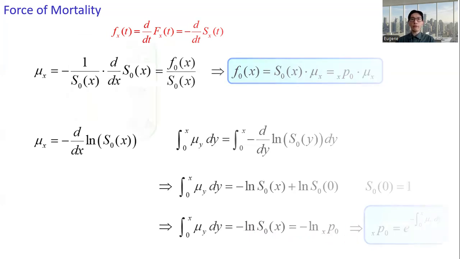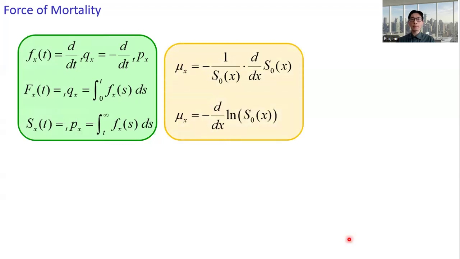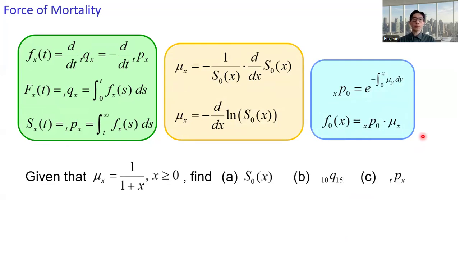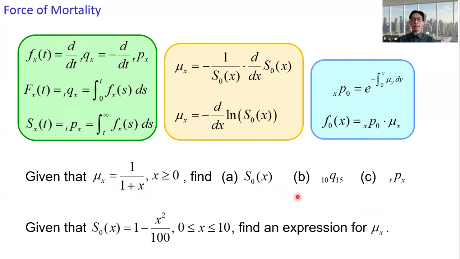All right, so we have all these relationships, and then we will apply these relationships in terms of two examples. The first one, given the force of mortality, we would like to find the survival function of a newborn and then the corresponding probabilities. And in the second example, we have the survival function, and then we are asked to find an expression for the force of mortality mu x.